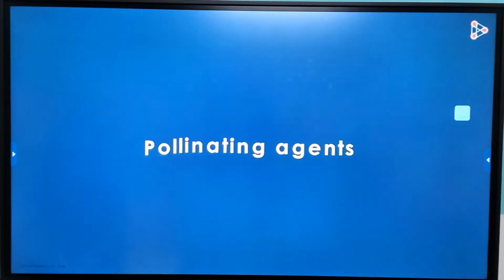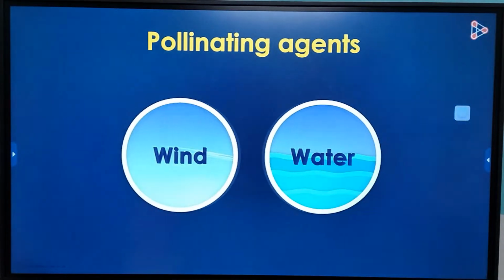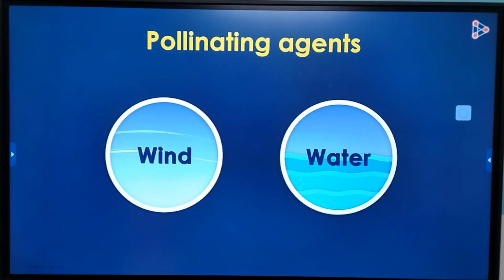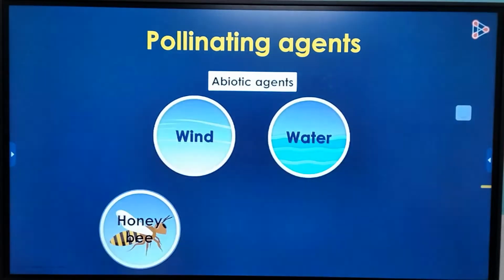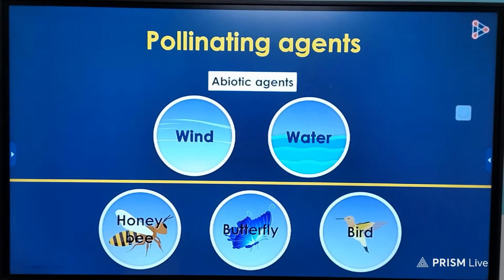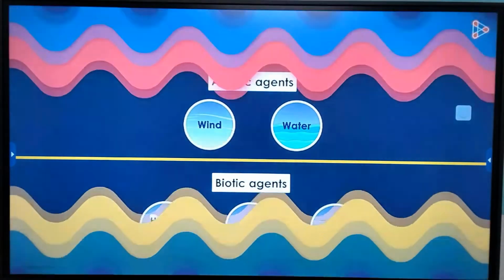There are special agents that carry out the transfer. These are called pollinating agents. Non-living factors like wind or water carry out pollination in many cases. These are called the abiotic agents of pollination. Similarly, living organisms like honeybees, butterflies, birds, or others that feed on flower nectar are also responsible for pollination. Such agents are included in the category of biotic agents of pollination.